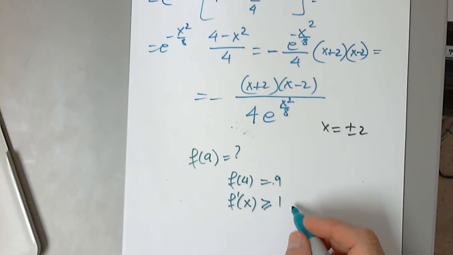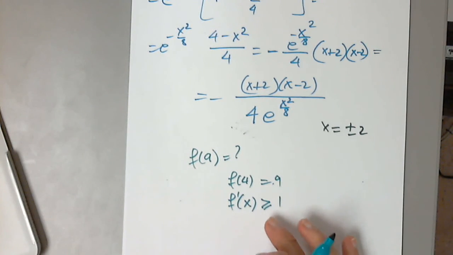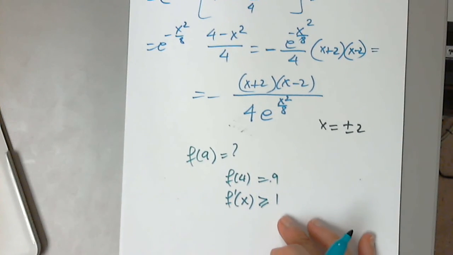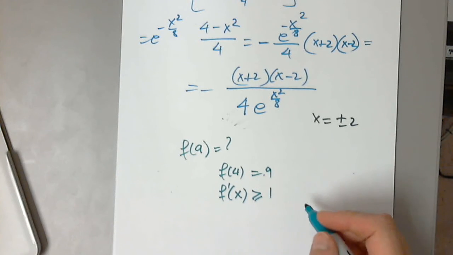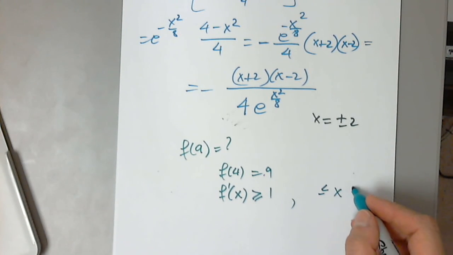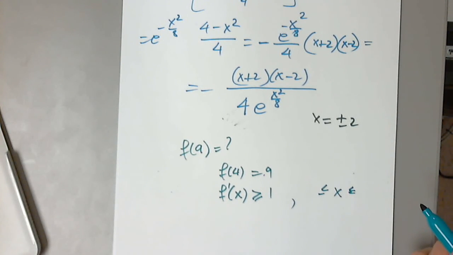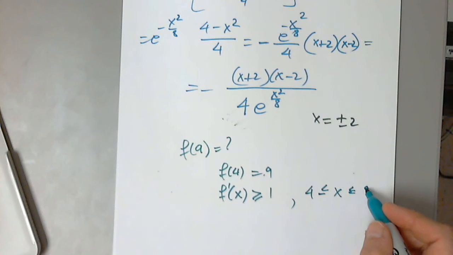So 4 is less than or equal to x. So it's greater than 0, you mean? Well, it's like 4 less than or equal to x. Yeah, but f prime is what? I didn't catch that. I'm sorry. Oh yeah, that's right. f prime of x is greater than or equal to 1? Mm-hmm. Okay, 4 is less than or equal to x, less than or equal to 9. Yeah, 4 and 9. Okay.